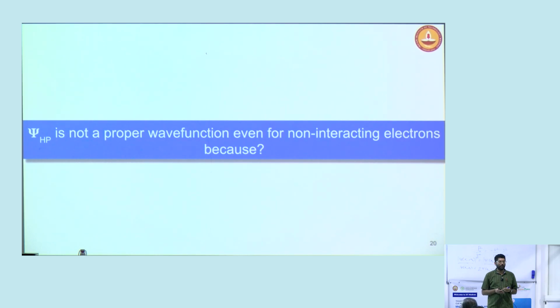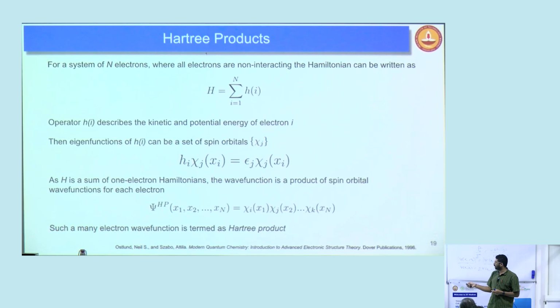Why the psi HP, the psi Hartree product? The previous one is called the Hartree product. Okay, this is very famous. When you learn about Hartree-Fock theory, the Hartree product is something that you will generally encounter. Essentially, the Hartree product is where you just take each of the electron wave functions and take the product of that. So why is this one still not a good wave function?